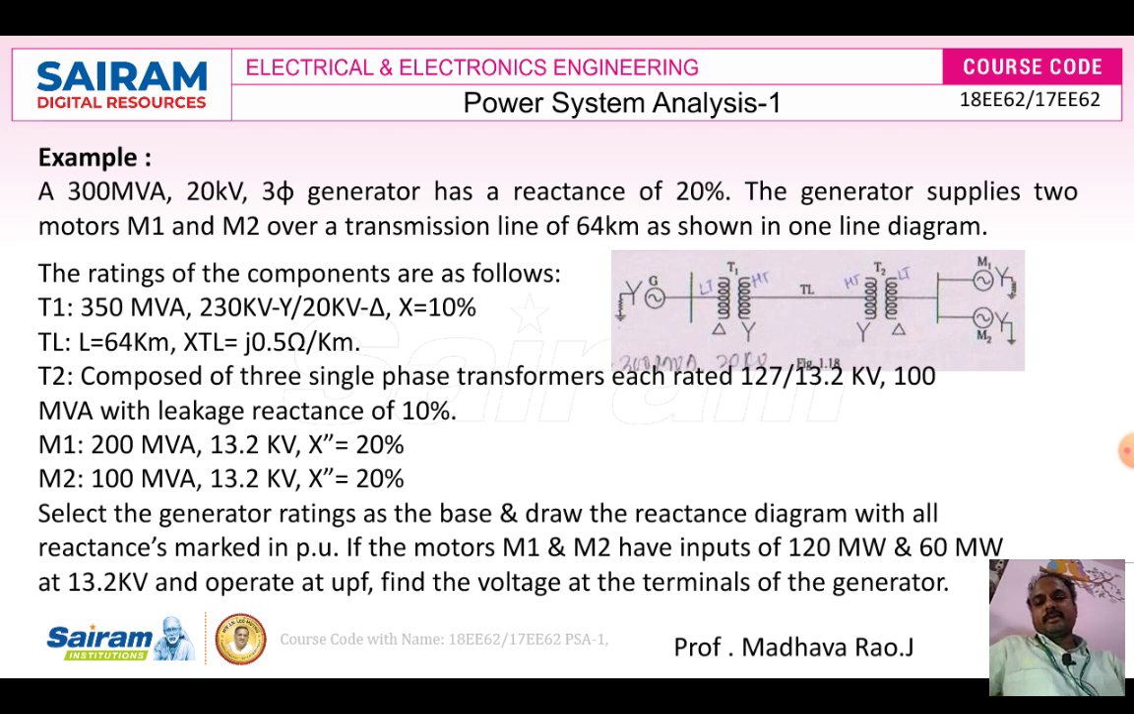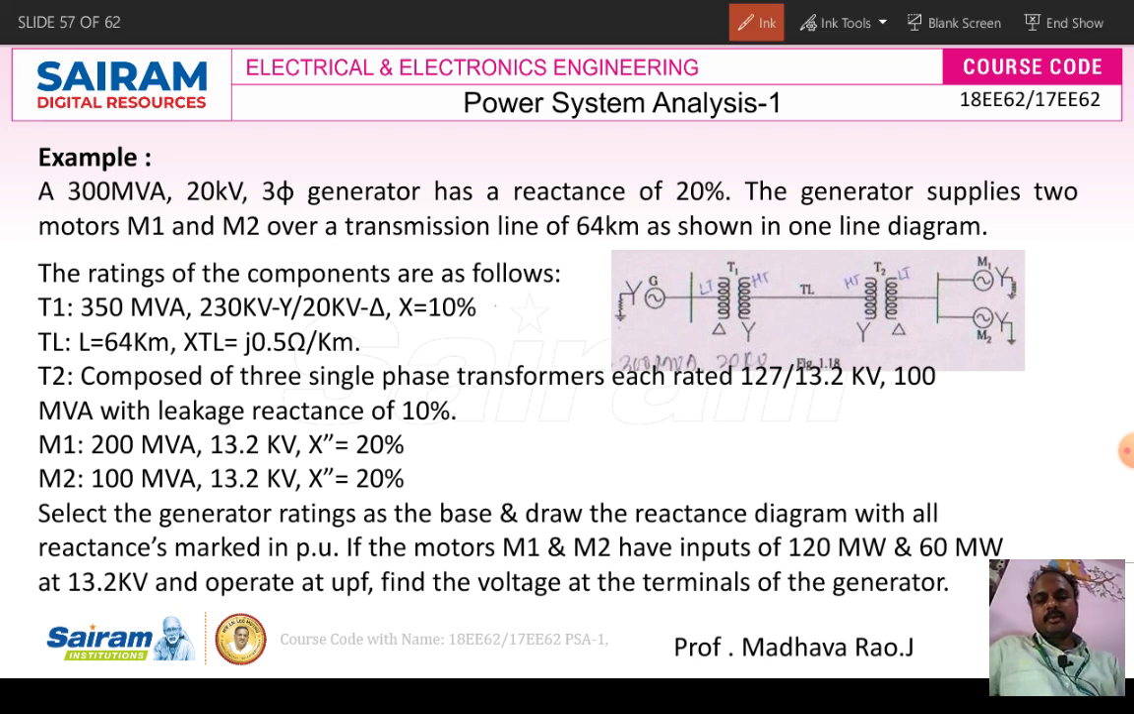The ratings of the components are as follows: transformer 1 is 350 MVA, 230 kV, 220 kV, reactance X is 10%. The transmission line is 64 kilometers in length and the reactance value is j0.5 ohm per kilometer. And transformer 2 is composed of 3 single phase transformers, each rated 127 kV to 13.2 kV, 100 MVA with leakage reactance of 10%.